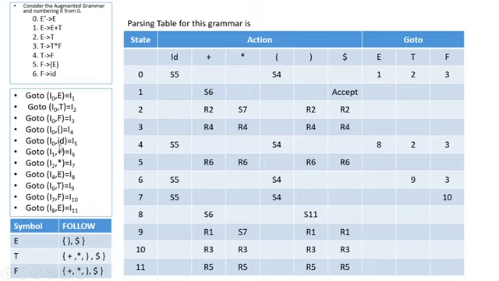Similarly, 0 to ID, it is 5. So it is a shift 5. 0 to ID is a shift 5, S5. So we can repeat in this way. So all the operations are given. So you can see 4 to E, it is 8. 4 to E, it is 8. It is a go to action.